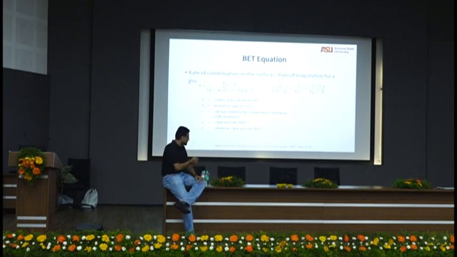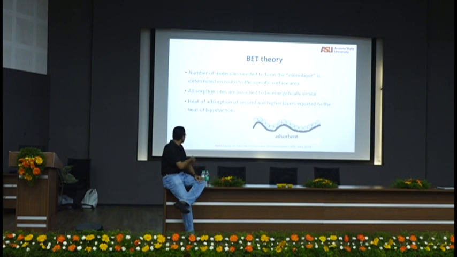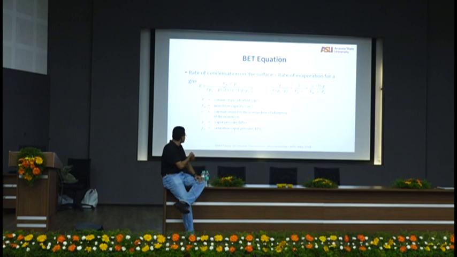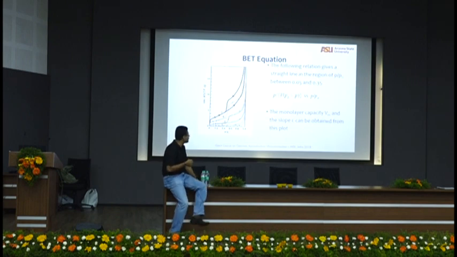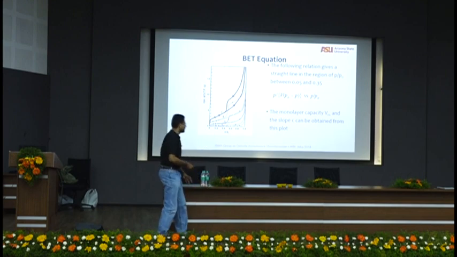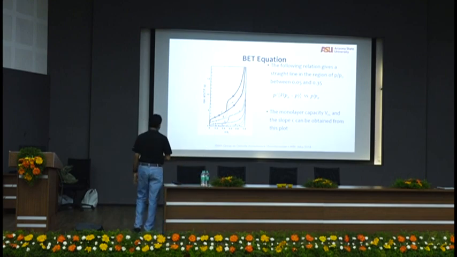Okay, so here is the equation to account for that part. I'm assuming that heat of absorption is equal to heat of liquefaction, or the rate of condensation on the surface is equal to the rate of evaporation, and therefore I come up with a complicated equation which takes the volume of gas absorbed, monolayer capacity, saturation pressure, all of that. But then I simply plot a curve of partial pressure.